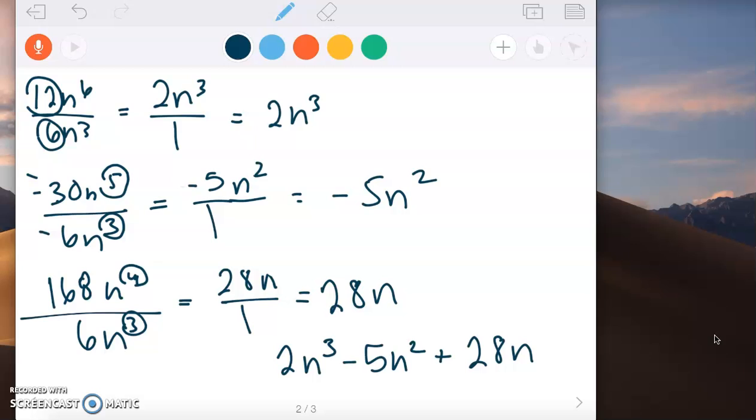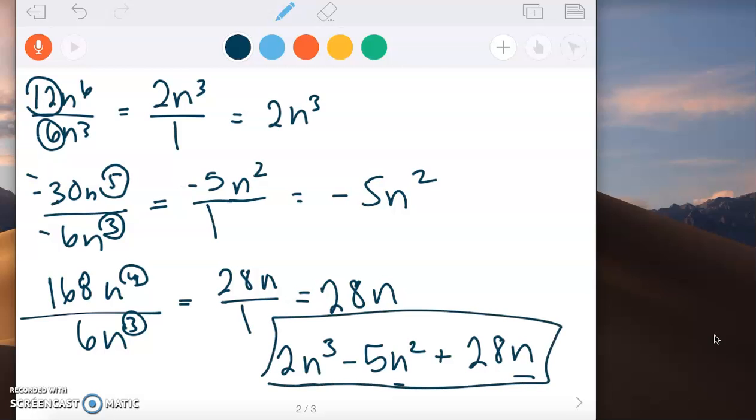Now, notice that none of these are like terms because all the exponents are different on those variables. So we can't combine anything. So that is our final answer.